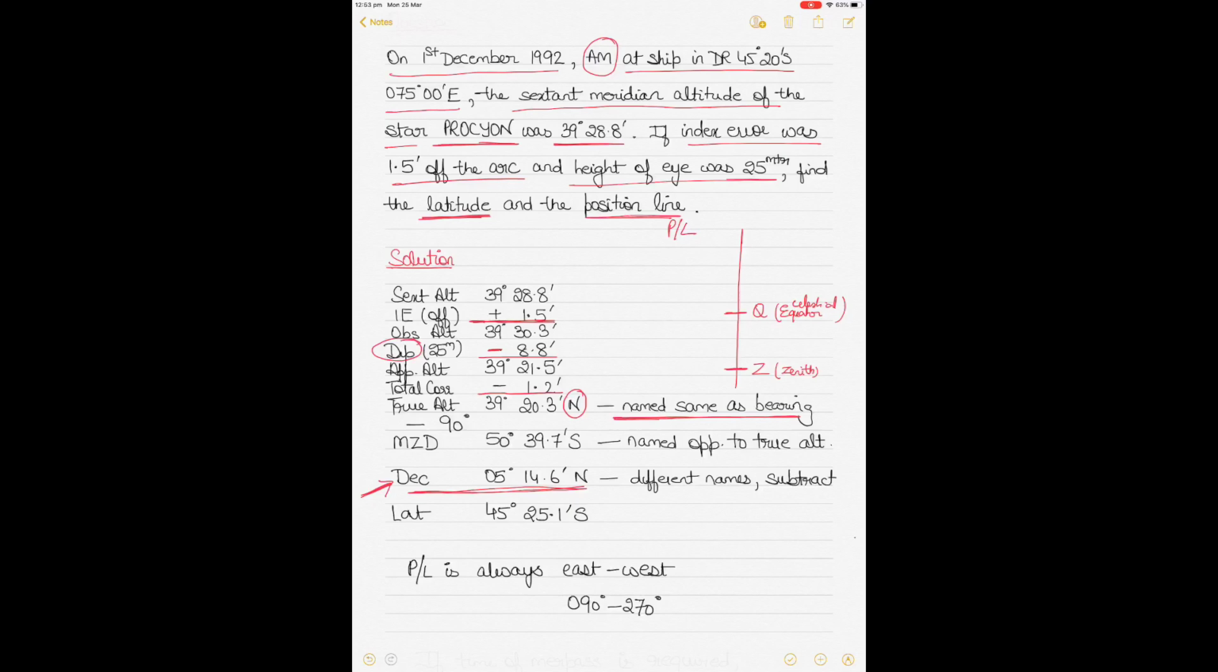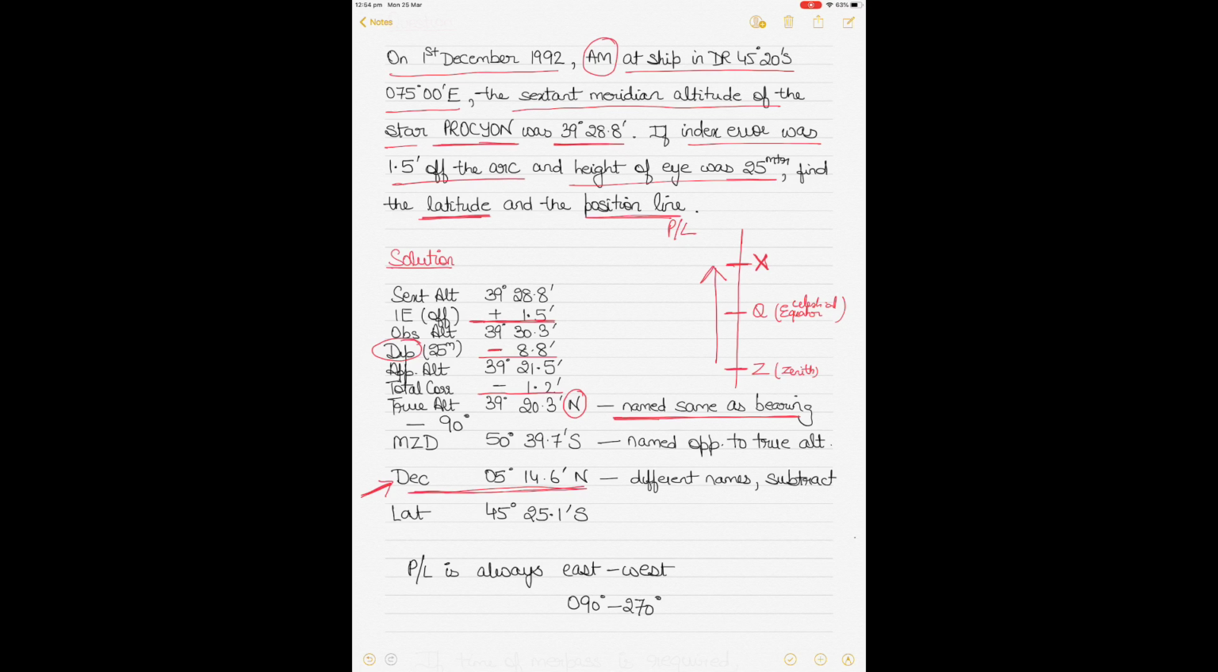Right, so it's north, so I will go north of the equator, and I will call myself X, or rather the celestial body is denoted as X. So then you can see that the body is bearing north of me. The celestial body is bearing north of the observer's zenith. And that's why when I'm naming my true altitude, I will name it north, because it's named same as bearing.